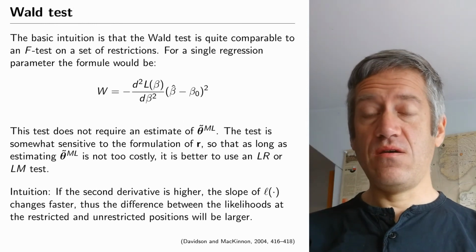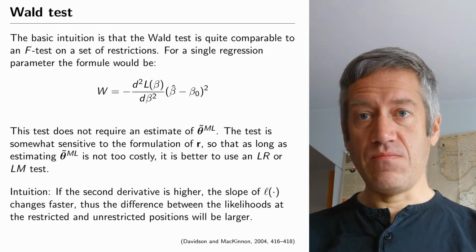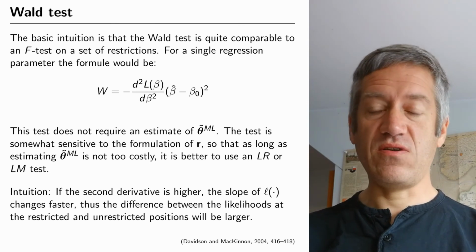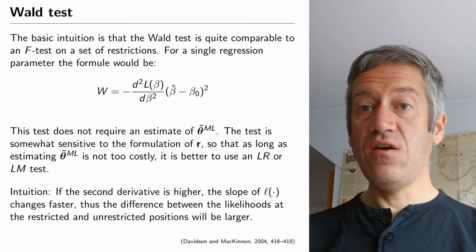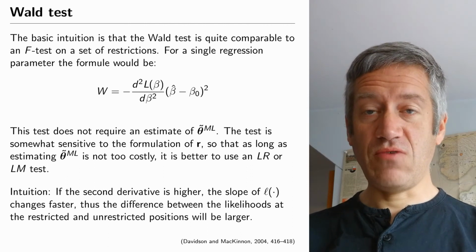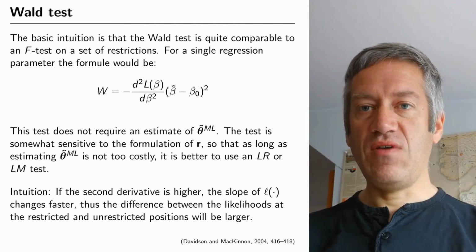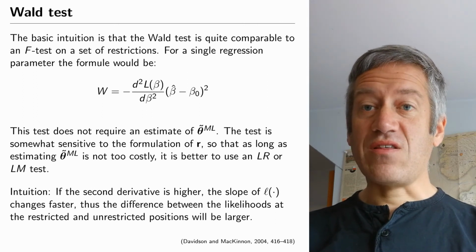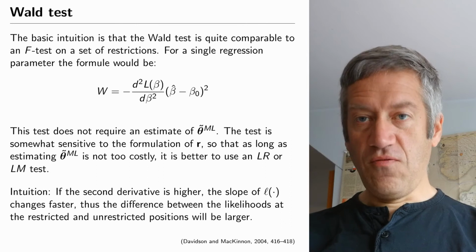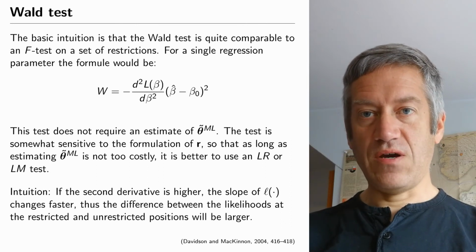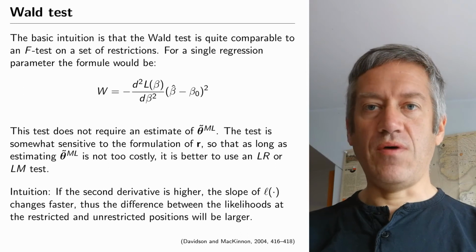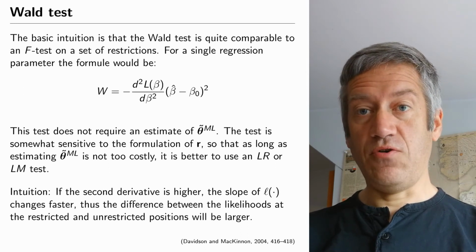The Wald test only requires one estimation. So to calculate the likelihood ratio, you need to estimate two models, an unrestricted and a restricted model. For the Wald test, we only need to estimate the unrestricted model, and we look at the likelihood function of the unrestricted model. And we look at the second derivative of the likelihood at the point that maximizes the likelihood function. And the second derivative tells you something about how quickly the slope changes at that point.